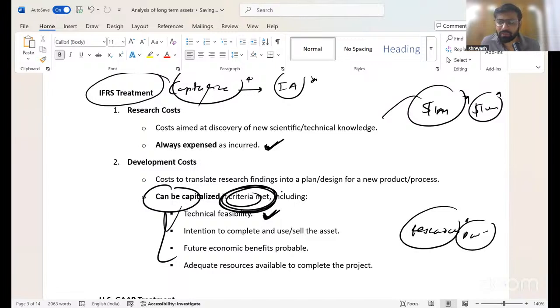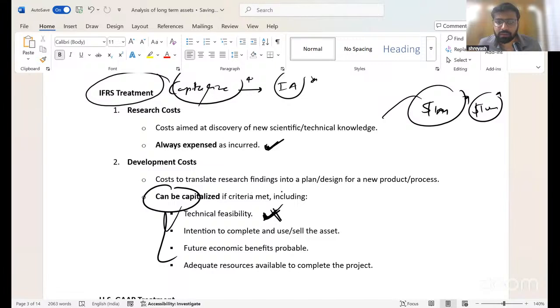Is there a feasibility to it? Currently, no, sir. How the infrastructure looks like, how exactly they would function, what will happen, will this even fly for longer hours? No, sir. There is no actual proof to it that it can actually happen. Okay, so sir, technical feasibility is not yet established. So whatever our development cost is, can I capitalize it? No, sir, I can't. That is the first criteria.